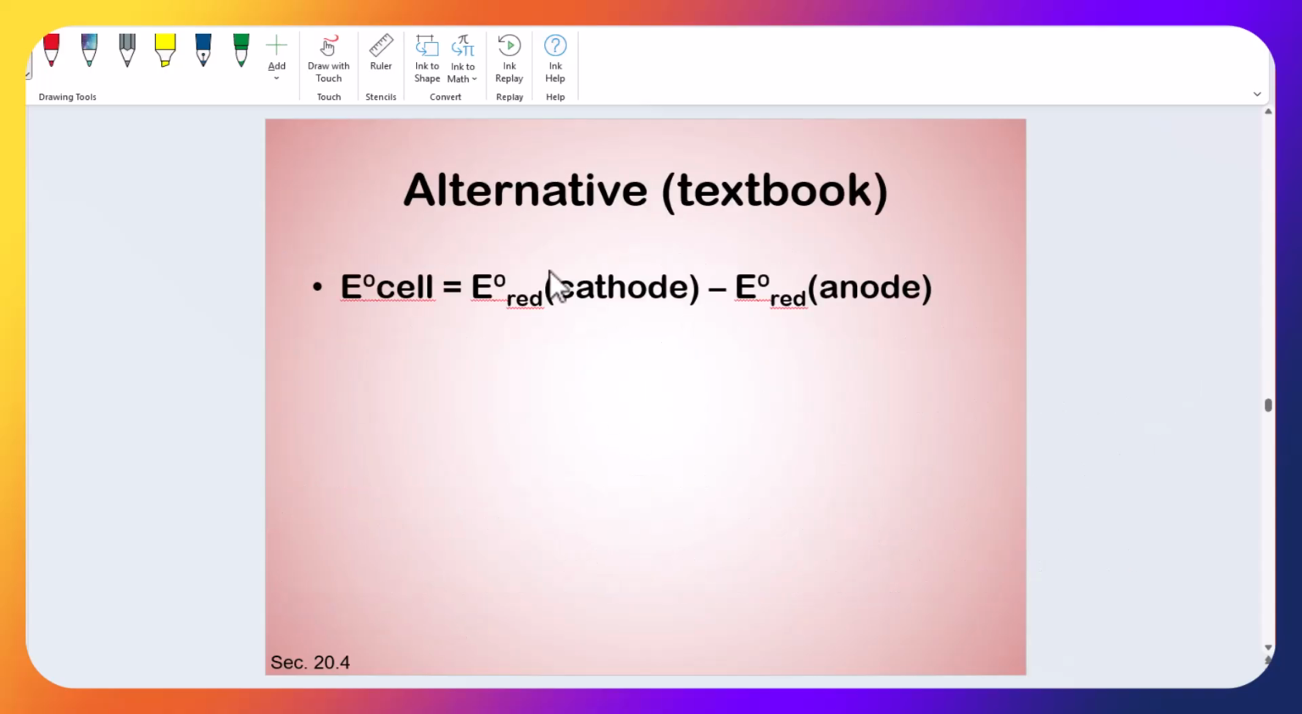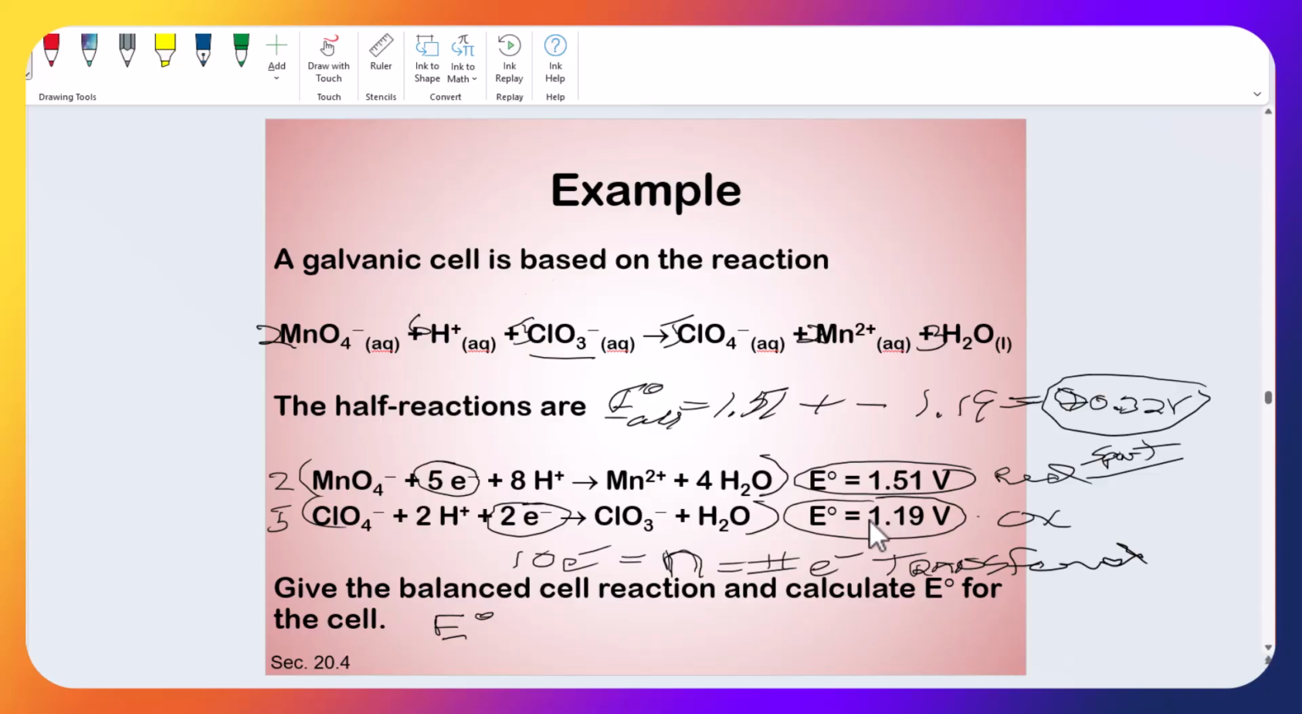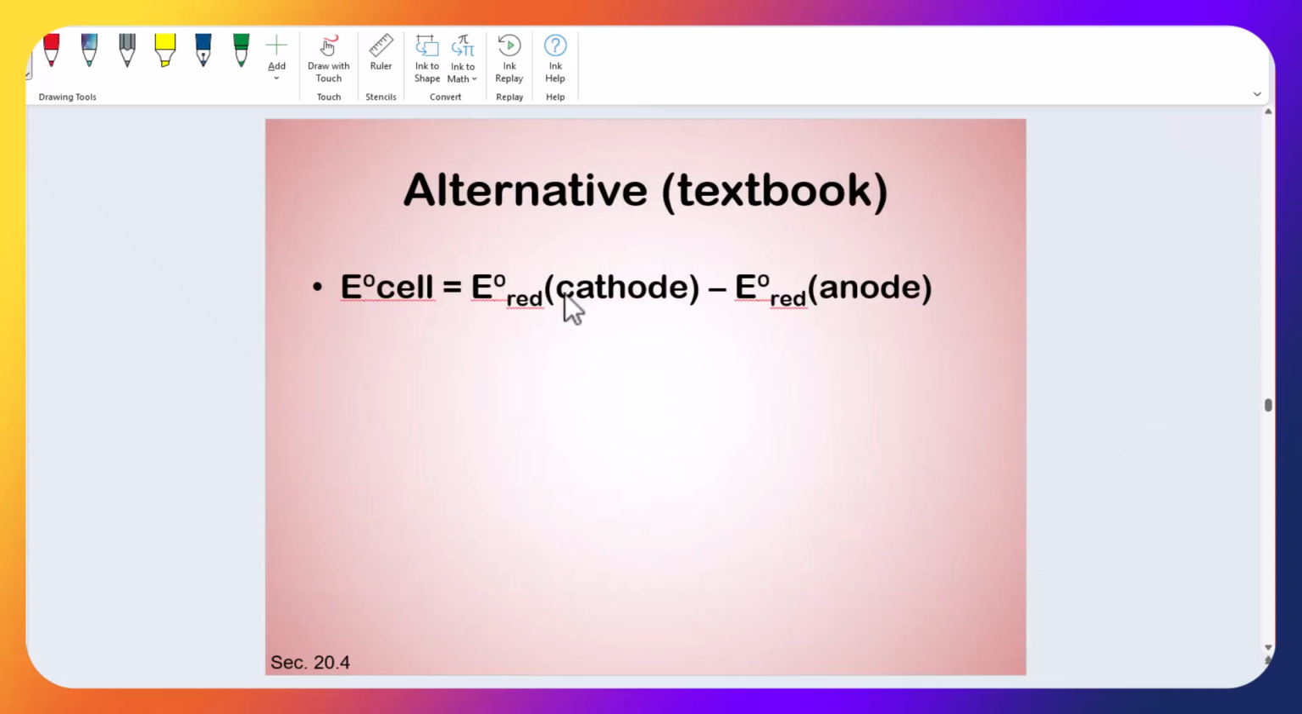All right. So an alternative with the textbook is to keep the signs the same and then just subtract. I would say take one method and stick with it. I generally use the method that I just showed you, where whatever has the lowest reduction potential, I change the sign and then I add it to whatever has the highest reduction potential. All right, but you could do this.